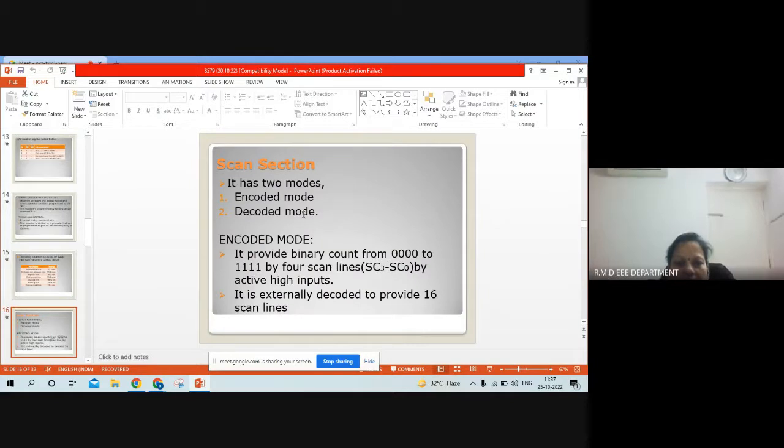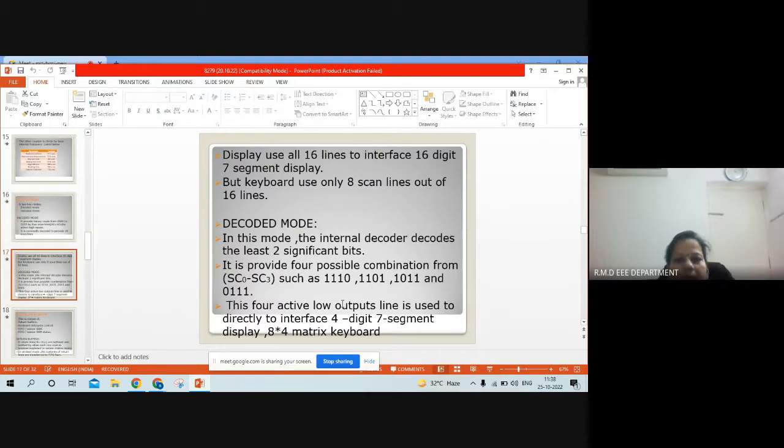And then coming to the scan section, it involves the pins like SL0 to SL3, and it also has two possible modes of operation: encoded mode and decoded mode. The main difference between encoded mode and decoded mode is that in encoded mode, we don't have an inbuilt decoder. So we need to go for an external decoder to select one among the four possible scan lines to give the active low output. But in the decoded mode, the internal decoder itself is capable of selecting the four possible combinations like 1110, 1101, 1011, and 0111. So the line will be getting activated according to the output of the internal decoder.